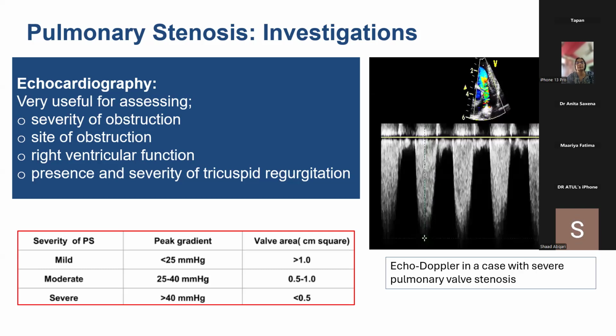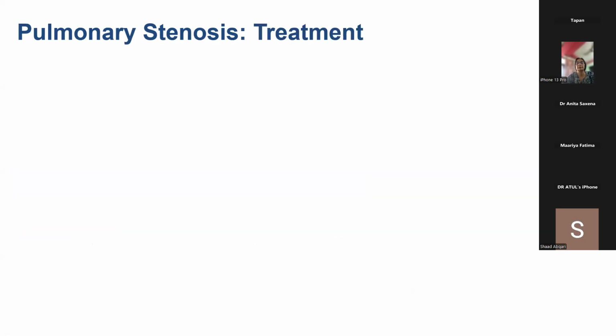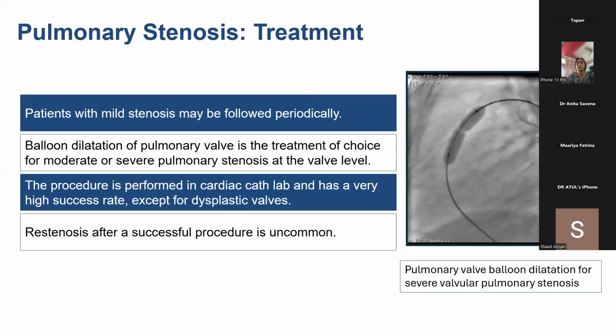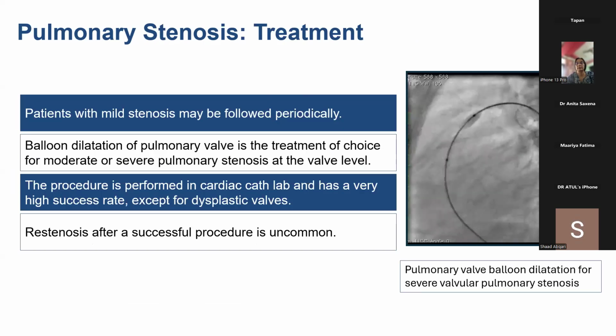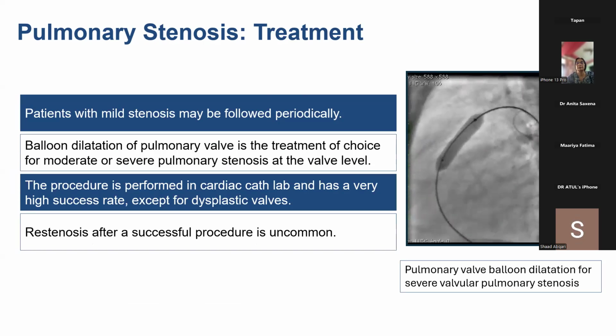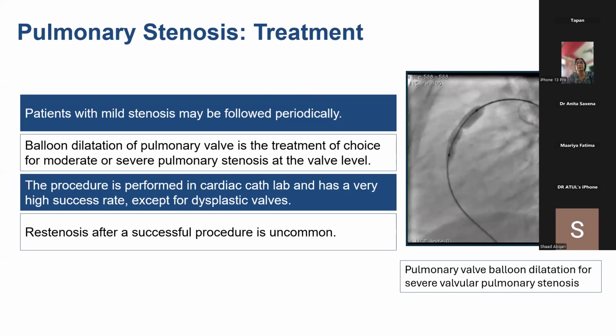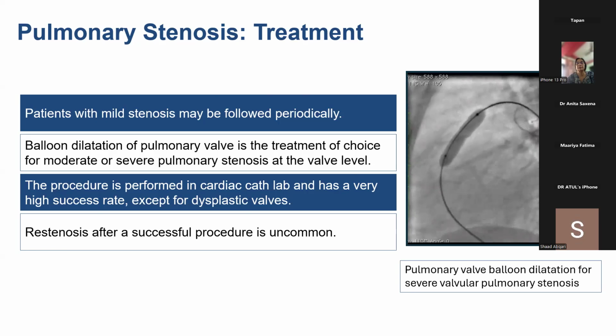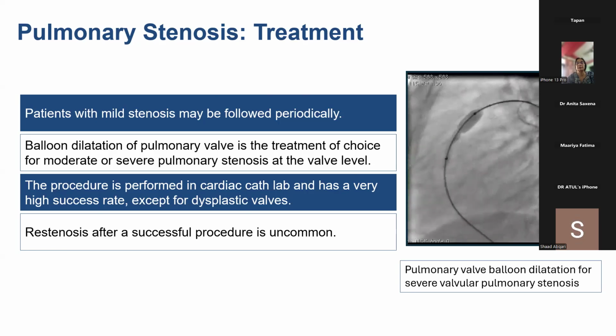0.5. This is an echocardiogram being taken in short axis view, and you can see a lot of turbulence in the main pulmonary artery, and the gradient is quite high, as you can see here, suggestive of severe pulmonary valve stenosis. Treatment, I think, is relatively easier for this lesion. If it is valvular pulmonary stenosis, you go ahead and do balloon dilatation, but only in cases which are severe. So a gradient of more than 40 is an indication for balloon.